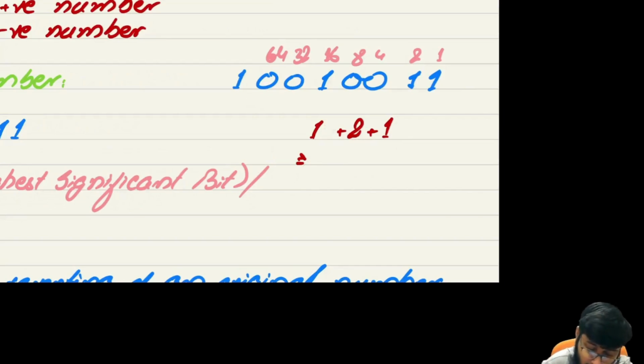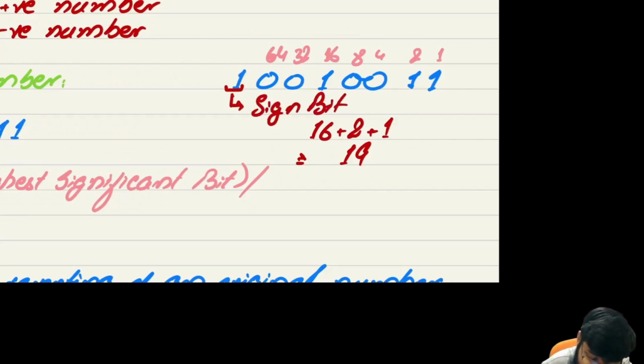Yeah, sorry. So why is it not a final answer? Because we haven't placed a sign over here. This sign bit we haven't considered, but this sign bit clearly says that it's a negative number. So we are getting a 19, yeah, but a negative 19. Do remember, we are getting a negative 19.